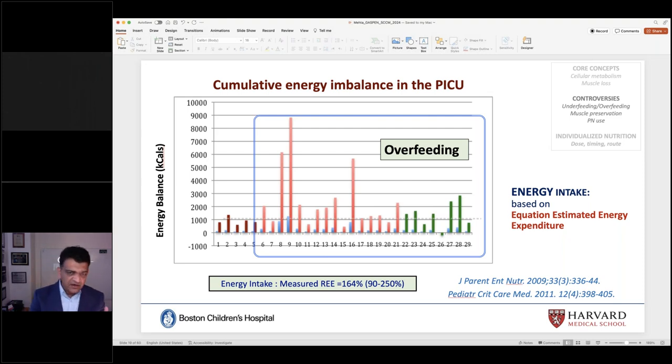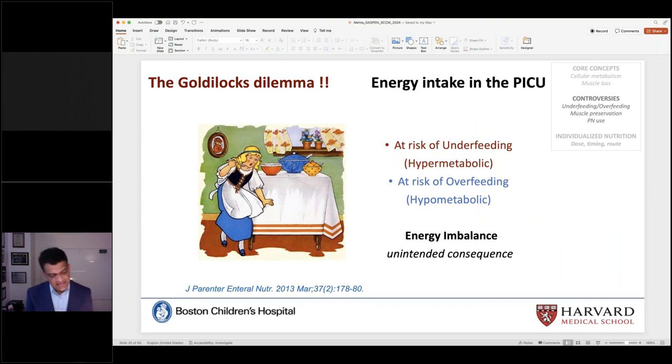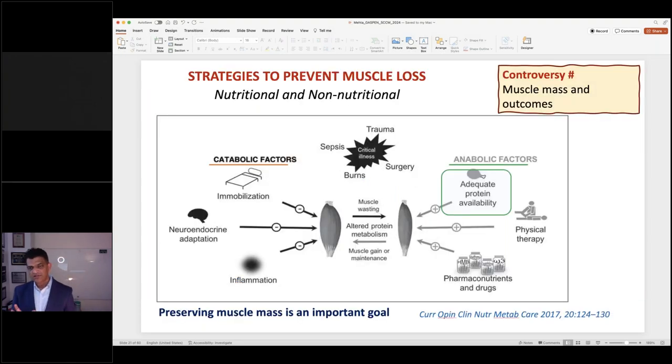So this is an interesting concept to remember. And yes, in your ICU right now, there is a heterogeneity of patients. And as we said right in the beginning, they all don't look exactly the same. So you may have some patients at risk of underfeeding because they are hypermetabolic, burn injury, or some extreme inflammation. However, a majority are at the risk of overfeeding. And unfortunately, in the absence of us having tools like indirect calorimetry or other tools that give us an indication of what their energy expenditure would be, you have a Goldilocks phenomenon happening right now. So that's energy. Let's move to muscle and protein.